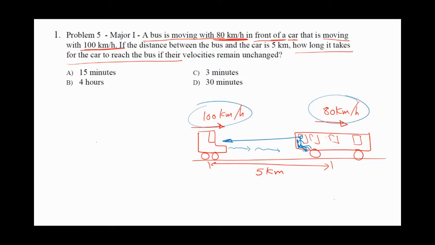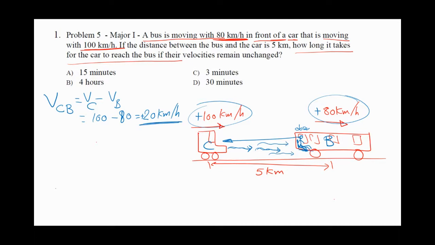That's normal. But how can we do it analytically? This guy is the observer. Let's call it bus and the other one car. We need to find the velocity of the car relative to the bus, which is v car minus v bus. Both velocities are positive, they are to the right. So v car is 100, v bus is 80. The difference is 20 kilometers per hour, and it is positive. That means this guy in the bus feels that the car approaches him at 20 kilometers per hour.